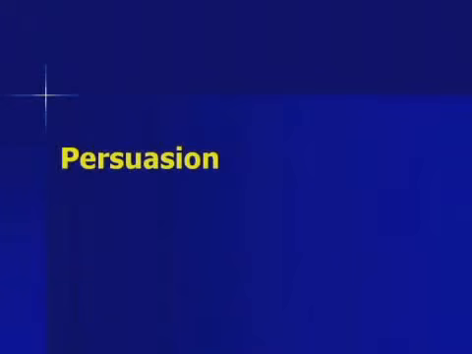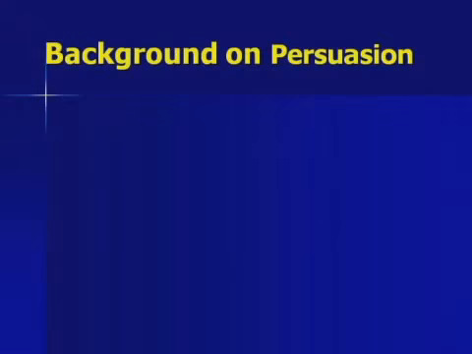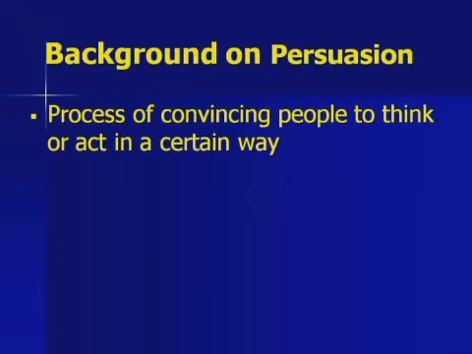Okay, today we're going to talk about persuasion. And to get to persuasion, we need to talk about logos, ethos, and pathos. We'll do a little background look at persuasion, how we got to where we talk about logos, ethos, and pathos. First, though, we're going to define persuasion as the process of convincing people to think or act in a certain way. Now, we need to unpack that definition a little bit.